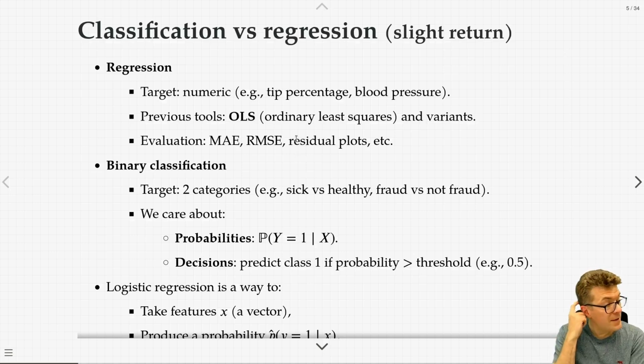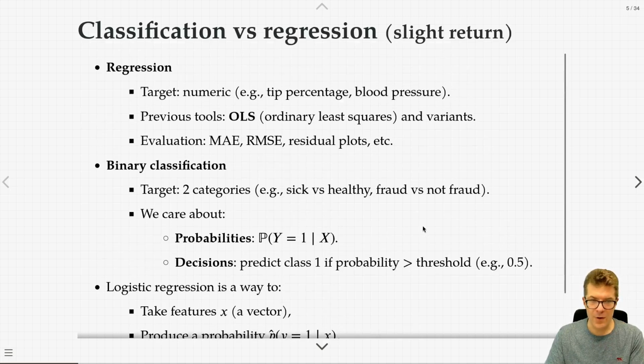I kind of hinted at the end of the last module, I asked you to think a little bit about how some of the concepts related to regularization and scaling might generalize from regression to classification. So in regression, our target is a continuous number, like the tip percentage we saw in previous modules, or blood pressure, on a scale. And we had ordinary least squares, or OLS, and some variants to perform that kind of prediction. Once we have that model, we can evaluate how good it is using mean absolute error, or root mean squared error, or we can look at plots, et cetera.